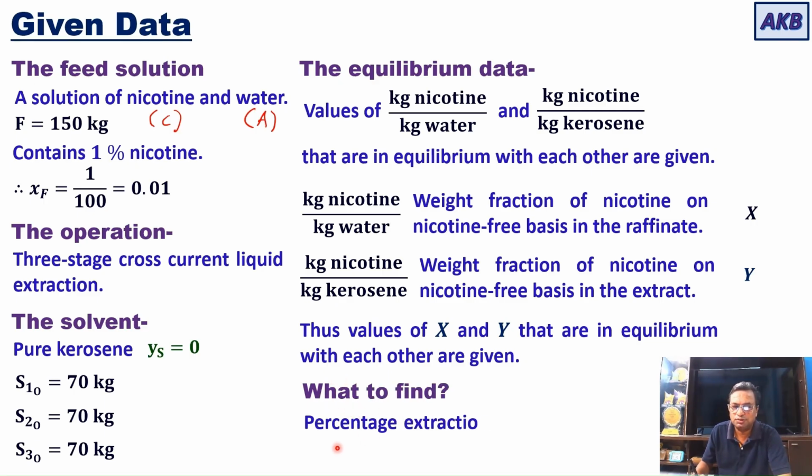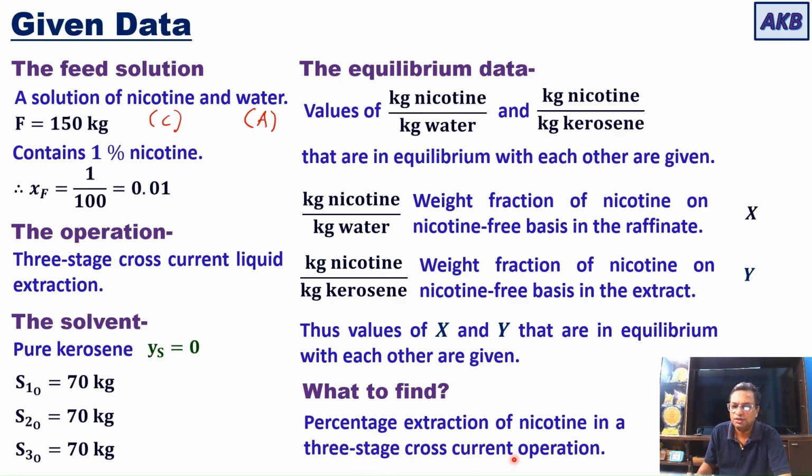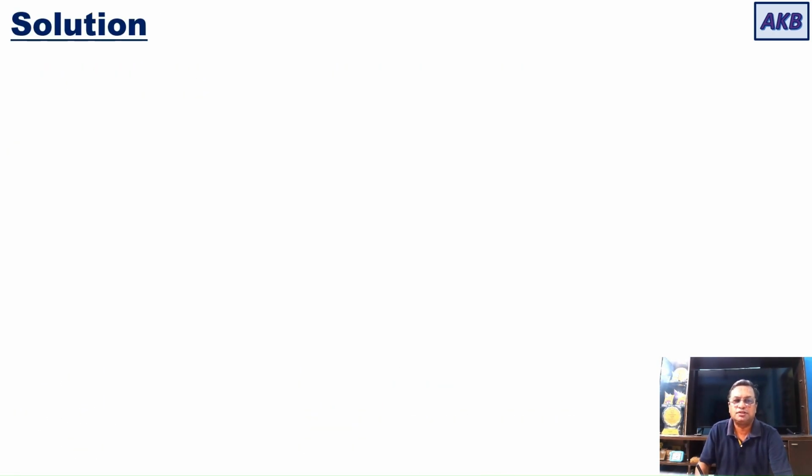What are we supposed to find? We have to find the percentage extraction of nicotine in a 3-stage cross-current operation. So this is the given data. We will use this data to find the percentage extraction that is obtained in a 3-stage cross-current operation. Okay, now let us solve the numerical.